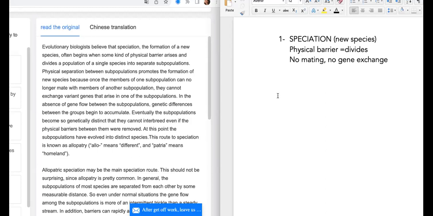In the absence of gene flow, genetic differences between the groups begin to accumulate. Eventually, the subpopulations become so genetically distinct they cannot interbreed, even if the physical barriers between them were removed. At this point, subpopulations have evolved into distinct species. And I'm going to write down the last sentence, which says this route to speciation is known as allopatry. So allopatry is this distinct speciation.